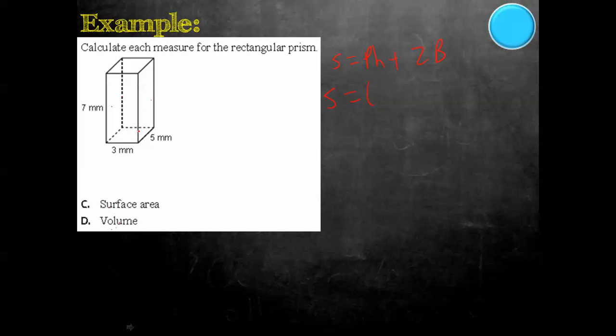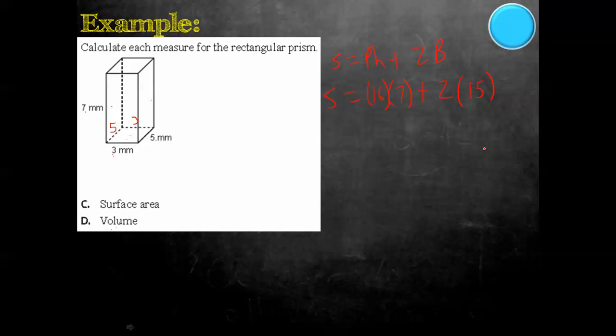Again, we're not sure which one is the base, so we're going to assume that it's the one that it's sitting on, okay? So the perimeter is going to be 3 plus 5, which is 8, and then 3 plus 5, which is 8, so that's 16, times the height of the prism, which is 7, and then 2 times the area of the base. This is a rectangle, so we're going to take length times width. 3 times 5 is 15.